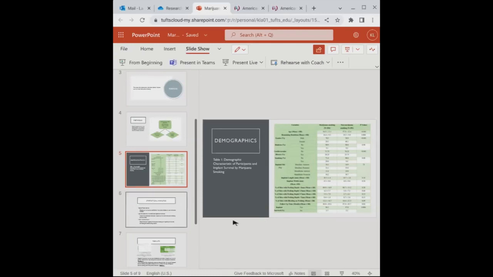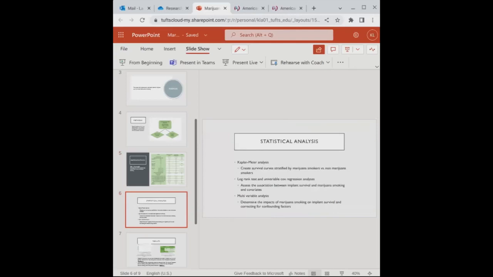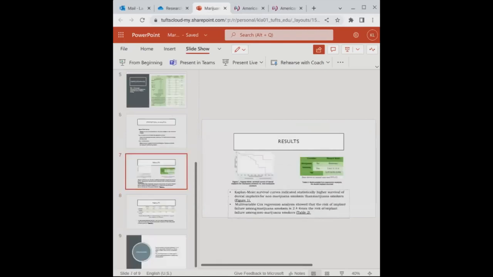Dr. Tran worked on the statistical analysis, and we used three different types. We used the Kaplan-Meier analysis, which created the survival curves stratified by marijuana smoking versus non-marijuana smoking, the log rank test, and univariable Cox regression, which helped to assess the association between implant survival and marijuana smoking and covariates, and then the multivariable analysis, which determined the impacts of marijuana smoking on implant survival while correcting for the confounding variables that we found. And so here are the results.